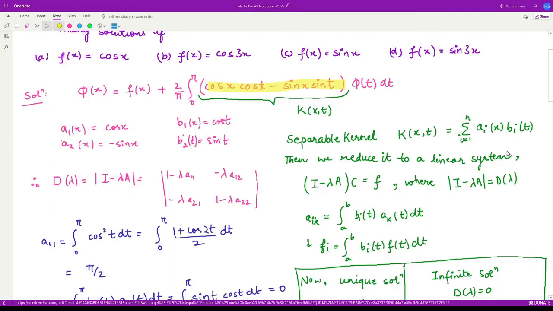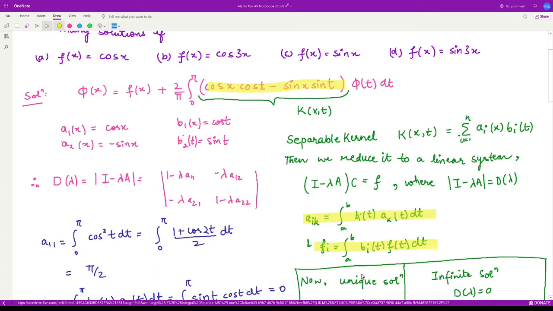And how do we solve such systems? We reduce it to a linear system of this form: (I minus lambda A) c is equal to f, where I is the identity matrix, lambda is the corresponding eigenvalue, which we shall evaluate further, and A is a matrix of the same order as I whose entries are given by a_ik equal to the integral from a to b of b_i(t) a_k(t) dt. That means this i is for b_i and this k is for a_k. And f is also a vector consisting of the entries f_i, which we can evaluate as the integral of b_i(t) f(t) dt. So these are the formulas.